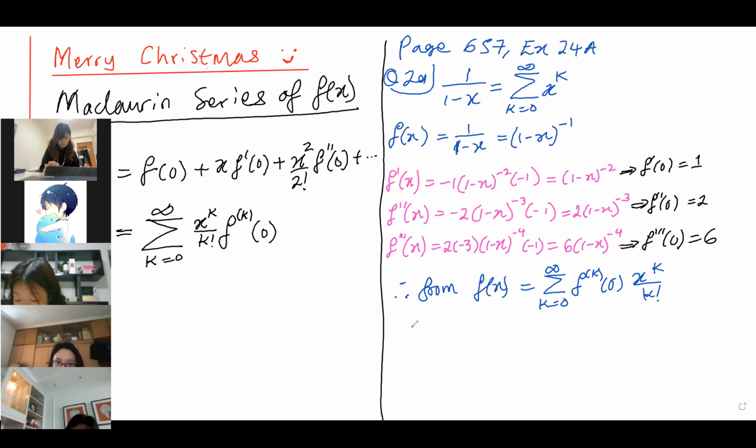It implies that 1 over 1 minus x. Now, f at 0, we haven't done that, so this will be here. f at 0 will just be 1, right? Yes? Okay, so this is 1. The second term will be x and the first derivative.